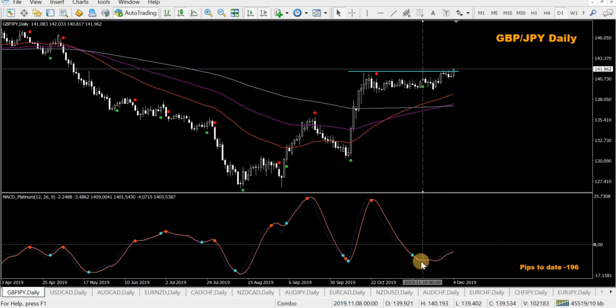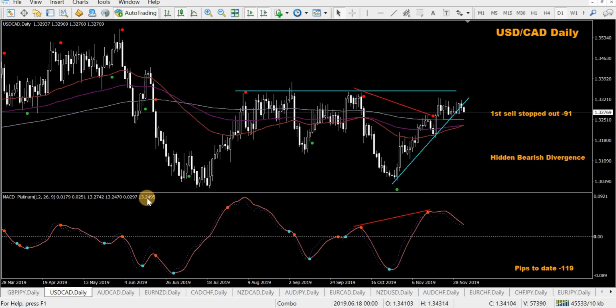When you look at the price below, the MACD Platinum's below the zero level. Didn't take it, just didn't like the look of the MAs. Probably could have got a few pips out of it, but look at that sideways action on these pound pairs. So moving right along, see these USD CAD.